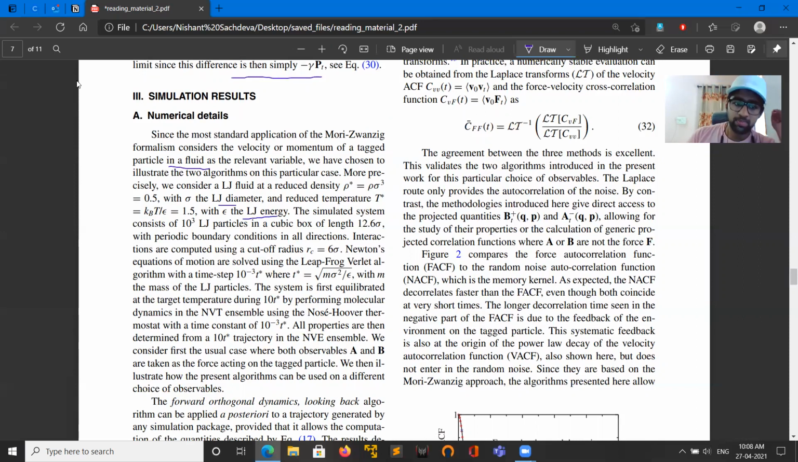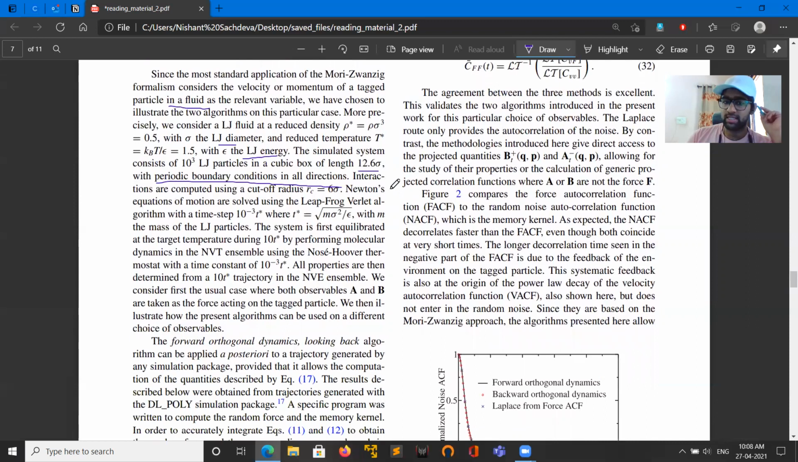This simulation system consists of 10^3 LJ particles in a cubic box of length 12.6 sigma, with periodic boundary conditions in all directions. Interactions are computed using a cutoff radius r_c of 6 sigma. Newton's equations of motion are solved using the leapfrog Verlet algorithm. Take a record of this.